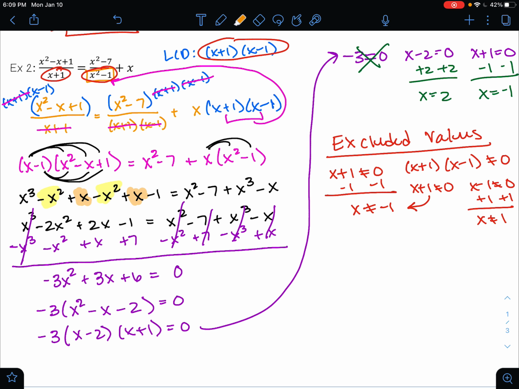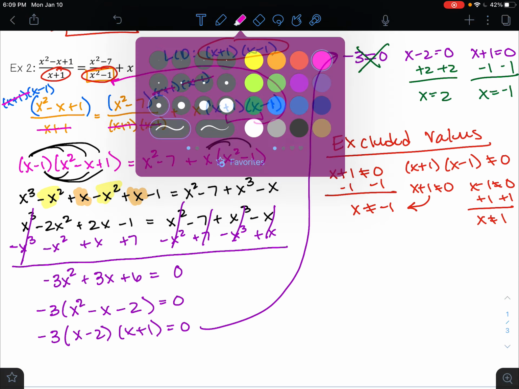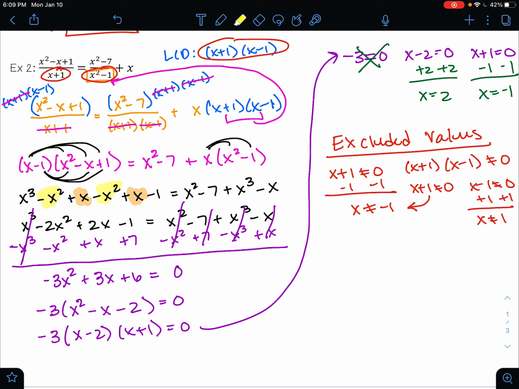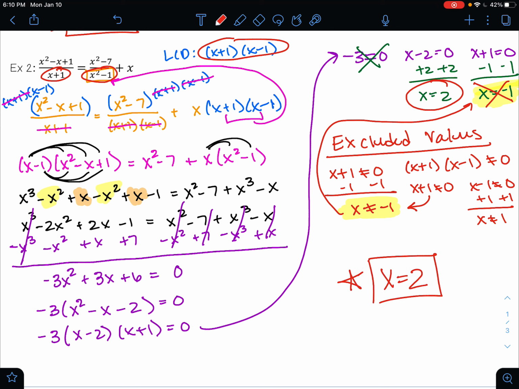So if I look at this, we have that x cannot be negative 1, but negative 1 was one of our solutions. So because negative 1 is an excluded value, this solution is not a part of our answer. So our only answer is x equals 2. This is our only solution because negative 1 cannot be a solution since it is an excluded value.